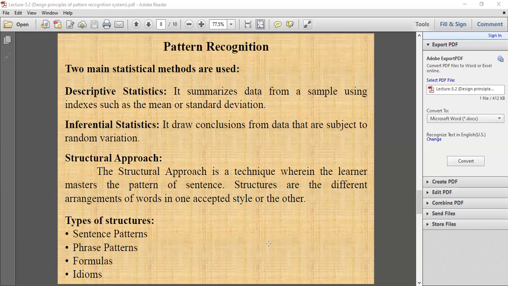And the structural approach. The structural approach is a technique wherein the learner masters the pattern of sentences. Structures are the different arrangements of words in one accepted style or the other. Types of structures: sentence patterns, phrase patterns, formulas, and idioms.